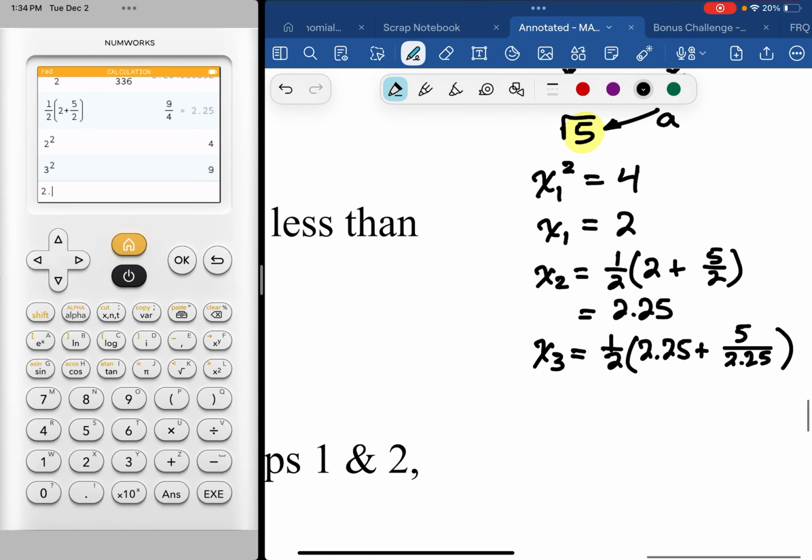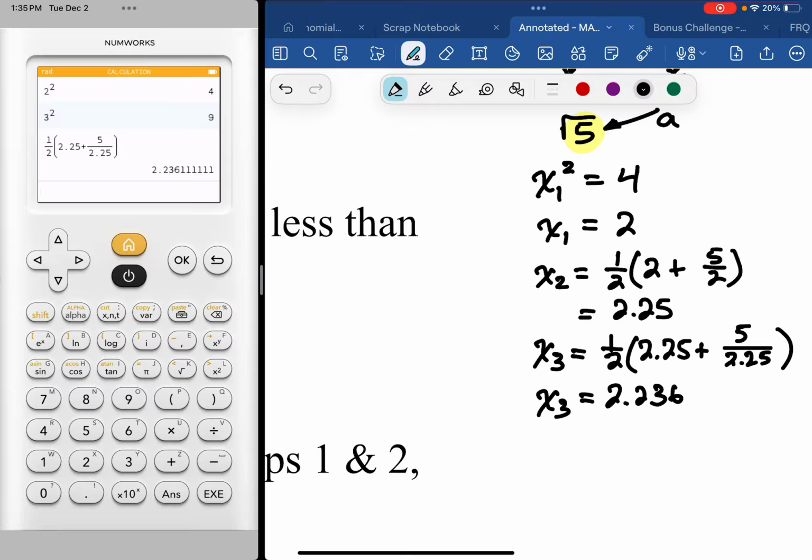All right, so 2.25. I'll just do it all in one shot, like I did before. 1/2 times 2.25 plus 5 divided by 2.25. That gets me x sub 3 equal to, I'll write the whole decimal here, 2.23611. Well, it's 1 repeated after that.